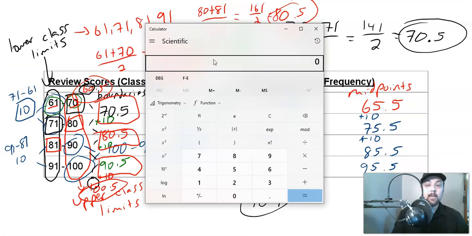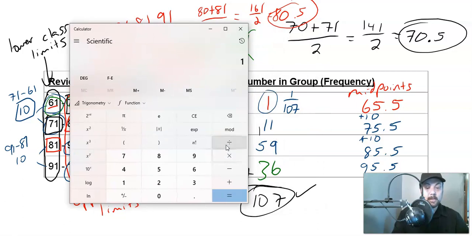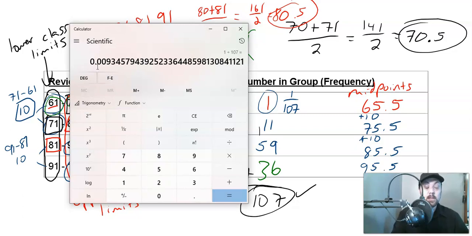All right, and then we're going to calculate this percent. So we'll take 1 divided by 107, and we get this crazy decimal, which we can convert to a percent by moving the decimal place to the right twice. So we get 0.0093, we don't need the rest of these numbers really. Converting that to a percent, we're going to have 0.9345 blah, blah, blah percent.